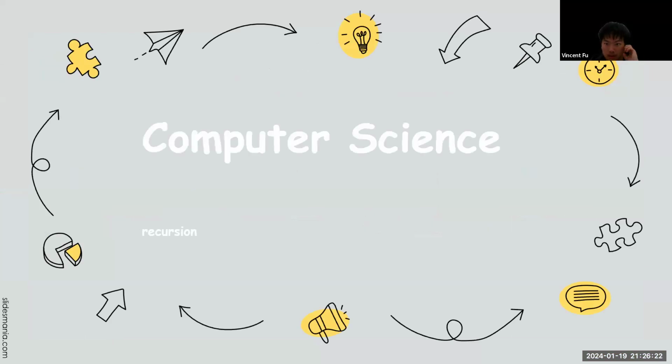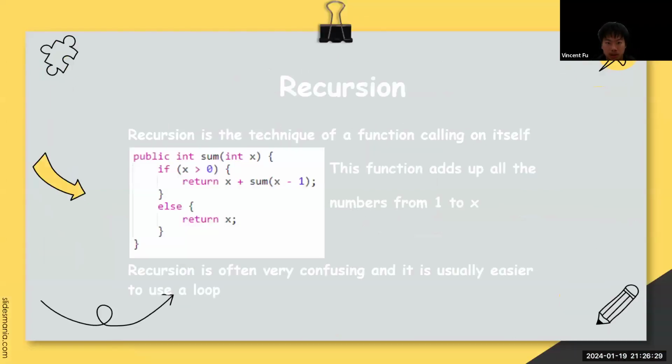So today we'll start off with computer science, where we'll be talking about recursion. Recursion is like a special type of function where it calls on itself. That's the most important part about recursion. A recursive function will call on itself, usually multiple times. So one example is this sum function that I've written here, and what it does is it adds up all the numbers from 1 to x.